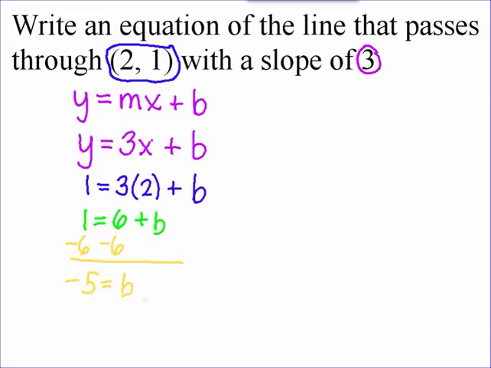Now that's not your final answer. Remember, our final answer is y equals slope times x plus our y-intercept. So in this case, I'm going to look up here at the purple equation, y equals 3x plus b. What do I know b is? Negative 5. So I'm just going to put in negative 5. I could put minus 5, or I could put plus a negative 5. It doesn't matter. And there you go.